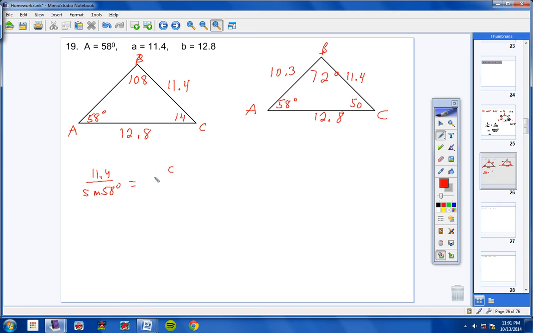So side C over the sine of 14 degrees. Cross multiply and divide, and you're left with 11.4 sine 14 divided by sine of 58, okay? And if you type that into your calculator carefully, you will get 3.25. And again, my triangles are not drawn to scale, and that's totally fine, not a big deal. And there we go. So sometimes you'll have no solution, sometimes you'll have one solution, and sometimes you will have two solutions.